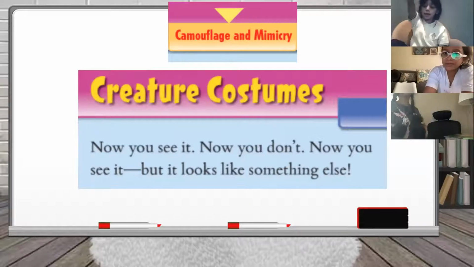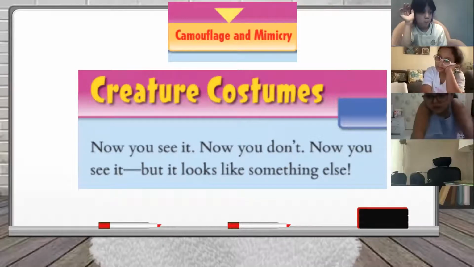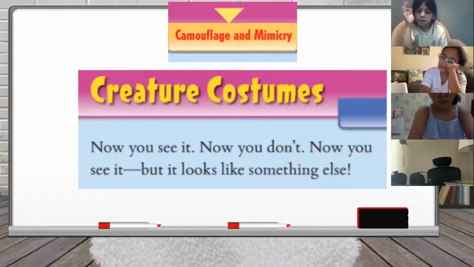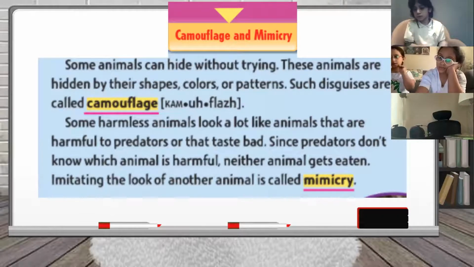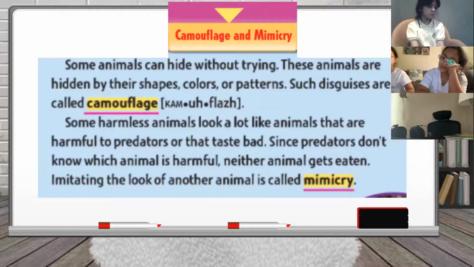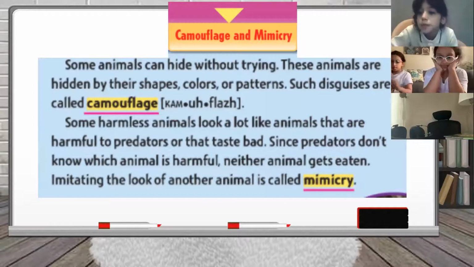Okay, and the last thing we were talking about is that creatures have disguises. Sometimes you recognize them, and sometimes you don't. They have two different things. One we call camouflage, and the other one we call mimicry. So today we are going to learn all about camouflage and mimicry. And I would like to start my lesson today with a cool video to help you understand the word camouflage and the word mimicry.